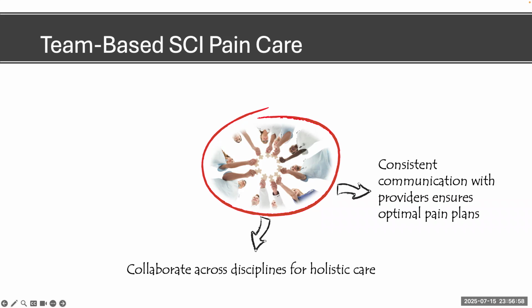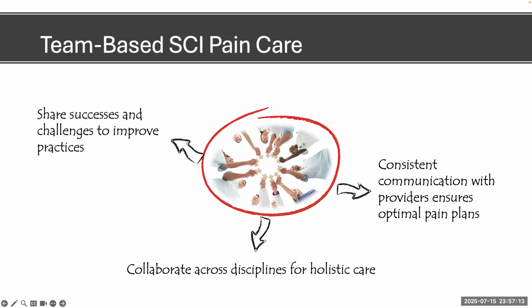Psychologists address the emotional toll of chronic pain. Sharing our successes and setbacks with each other promotes team learning. If one strategy helps a patient, it may help another. If something doesn't work, we can explore alternatives together. Open communication also builds trust within the team, encouraging a culture of support and mutual respect.